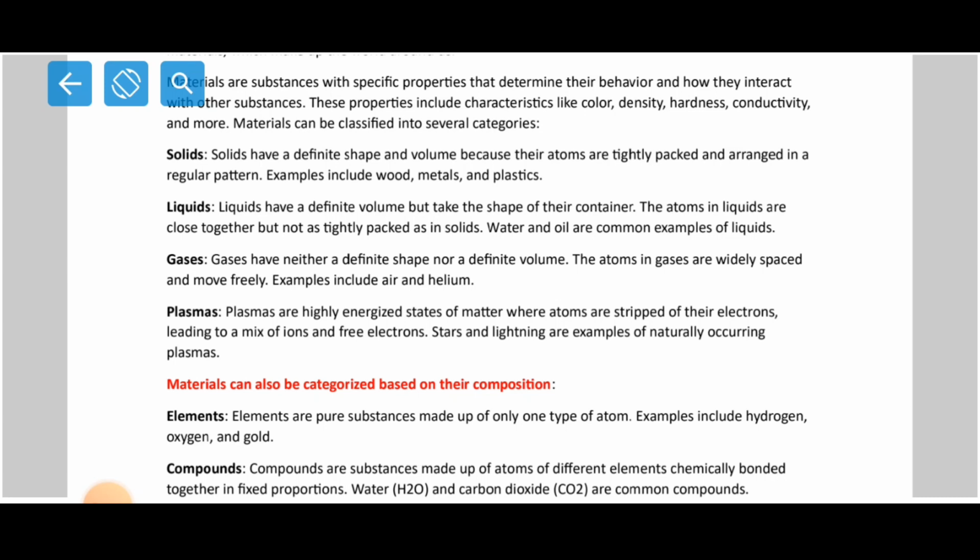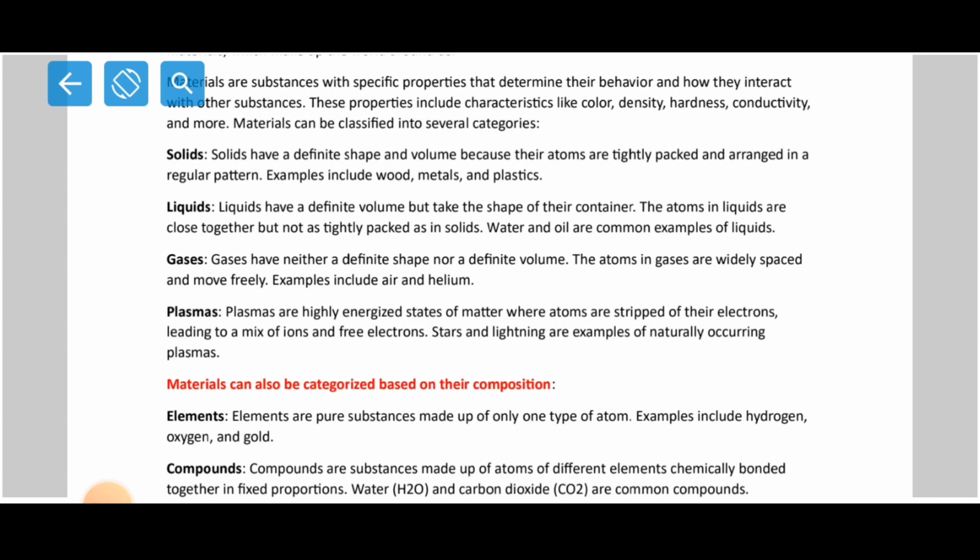Now let us see liquids. Liquids have a definite volume but take the shape of their container. When we talk about liquids, it can be water, petrol, different types of oils, or juice. Anything which comes in watery form is known as a liquid. If you take 1 liter of juice and pour it from a jug into a bucket, the volume will remain the same, but the shape of the liquid will change. In a bucket it will take the shape of the bucket, and in a jug it will take the shape of the jug.